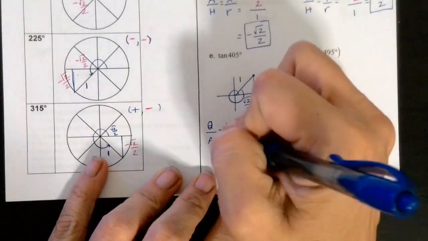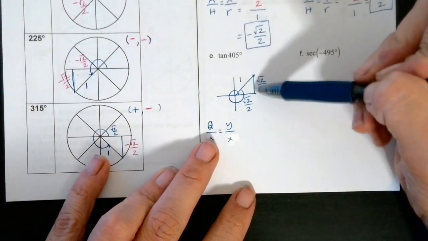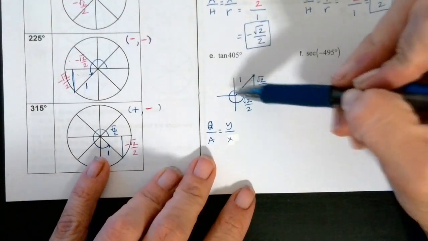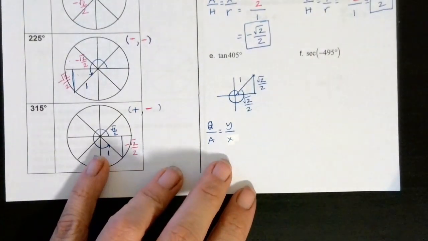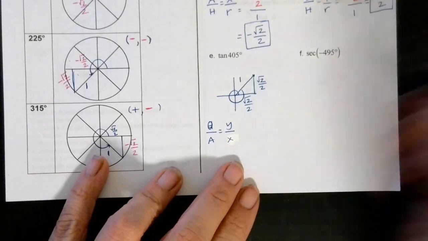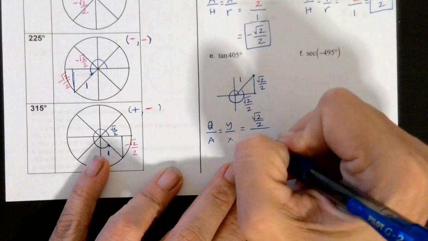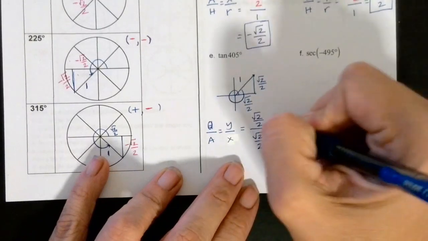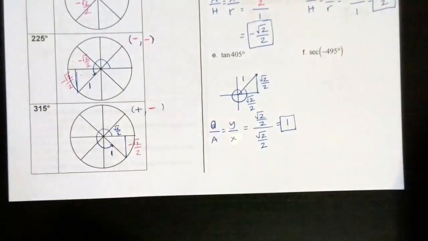So that's y over x. So look at the triangle when I say that. Opposite is the height, so that's why it's the y value. Adjacent to this angle right here is the x, so that's why it's the a value. Which equals root 2 over 2 over root 2 over 2, which is just going to equal 1, because anything divided by itself is 1.